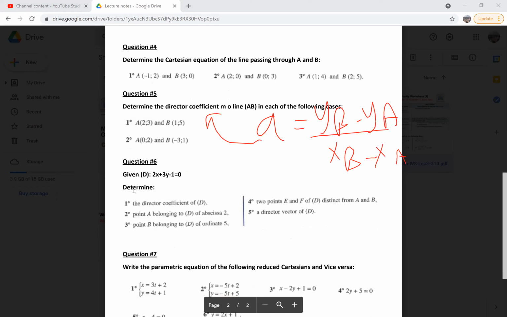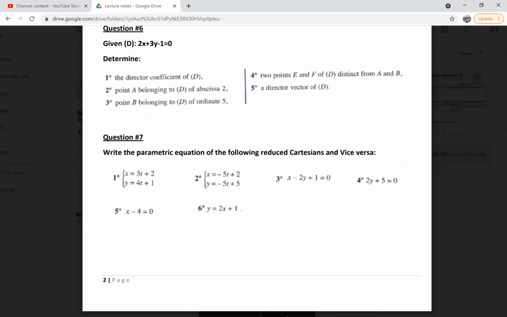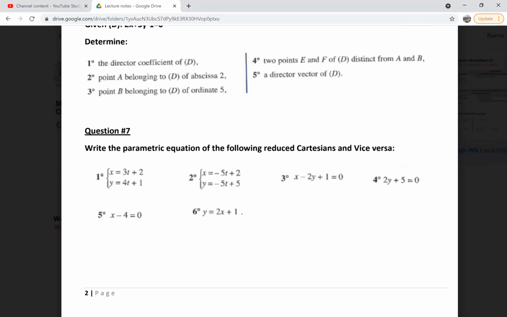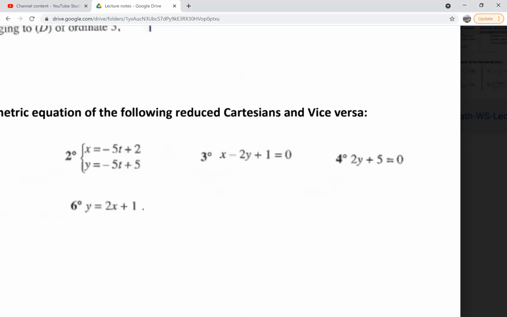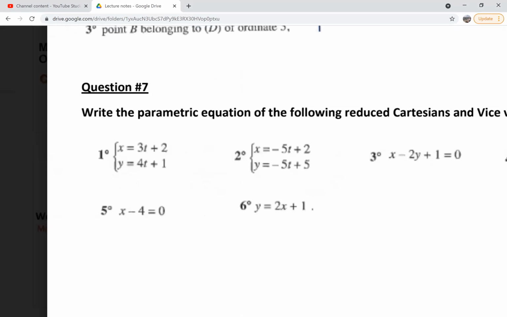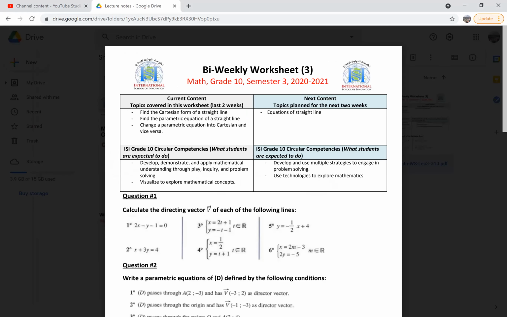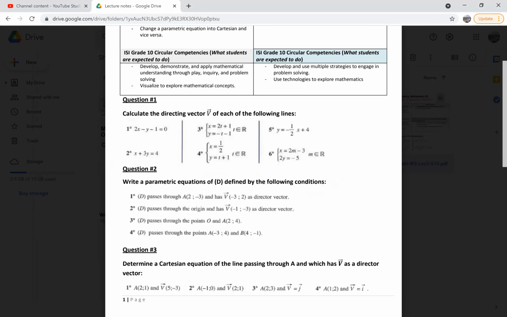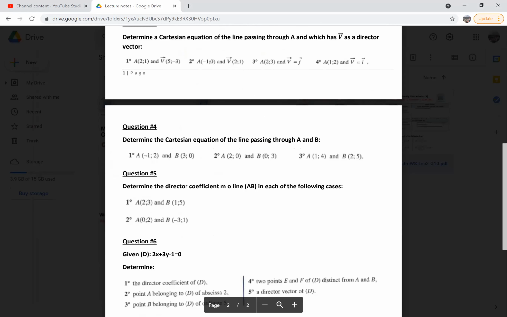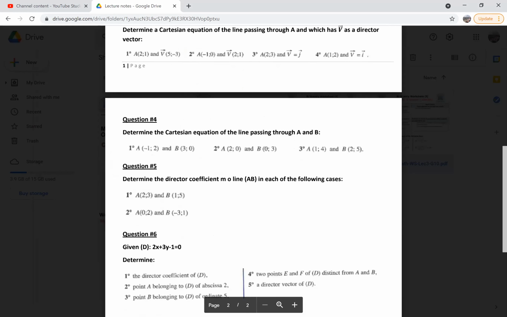And question number 6, it's very easy. I just want you to change, if you have a parametric equation, change it into Cartesian. And if you have Cartesian, change it into parametric. That's the worksheet. I want you to solve it for tomorrow. Tomorrow in our live session, I'm going to solve it. The quiz is going to be only one question. It's very easy. I would ask you to find the parametric equation, to find the Cartesian equation, to change from parametric to Cartesian, from Cartesian to parametric. That's it.